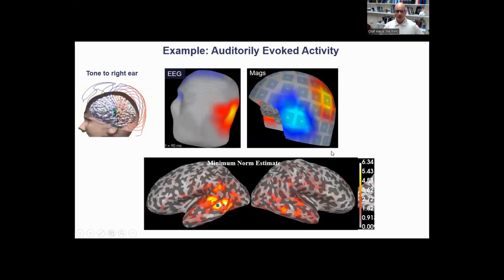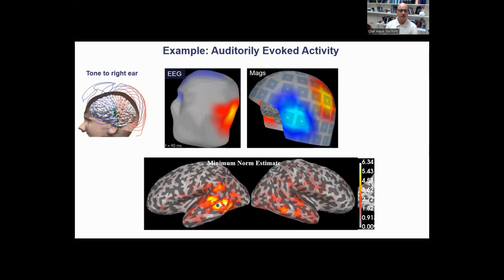auditory cortex. And I should also say that this method here did not make any assumptions about the location or the number of sources. It really just took the data and tried to find a sensible distribution of activity across the cortex. So more about that in the next few sessions.